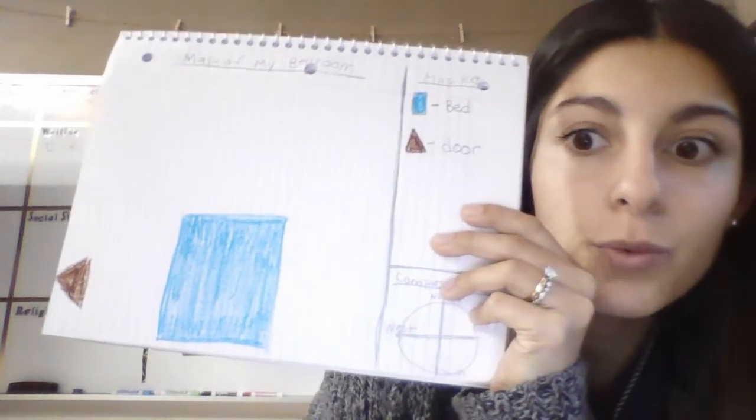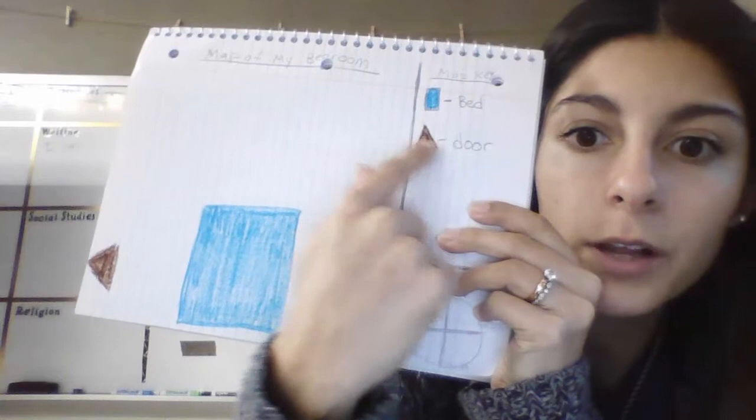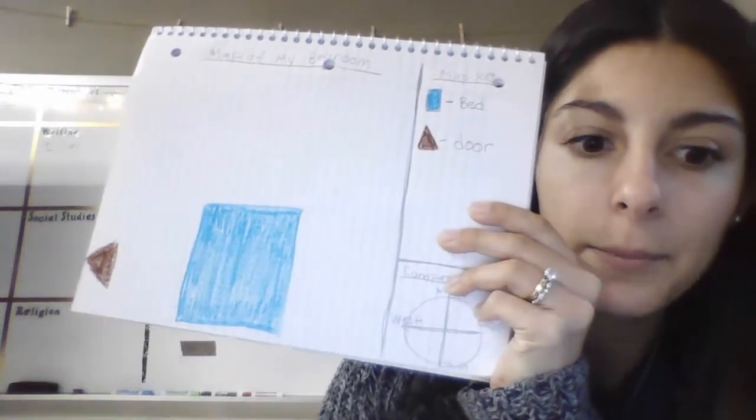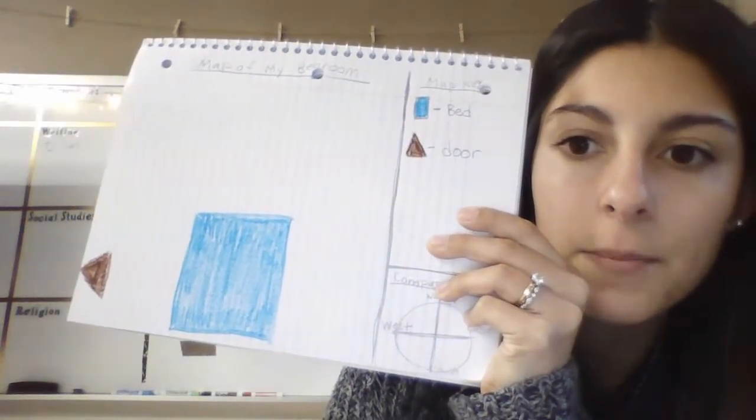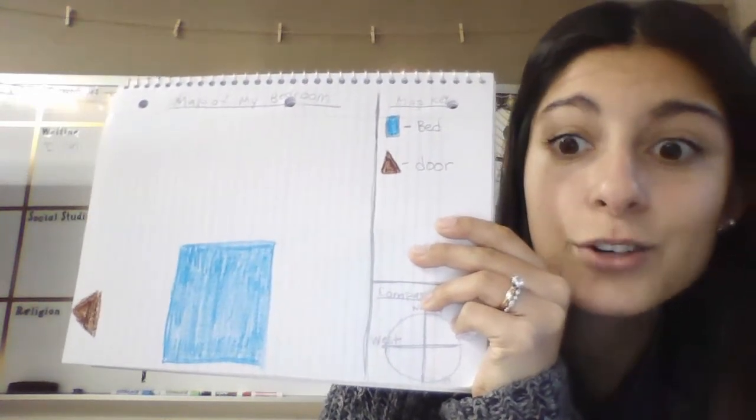So go ahead and do the symbol and label what you want your door to be and then put it on your map. Go ahead and do that, stop the video, and then come back. Okay, at this point you should have your bed and your door.